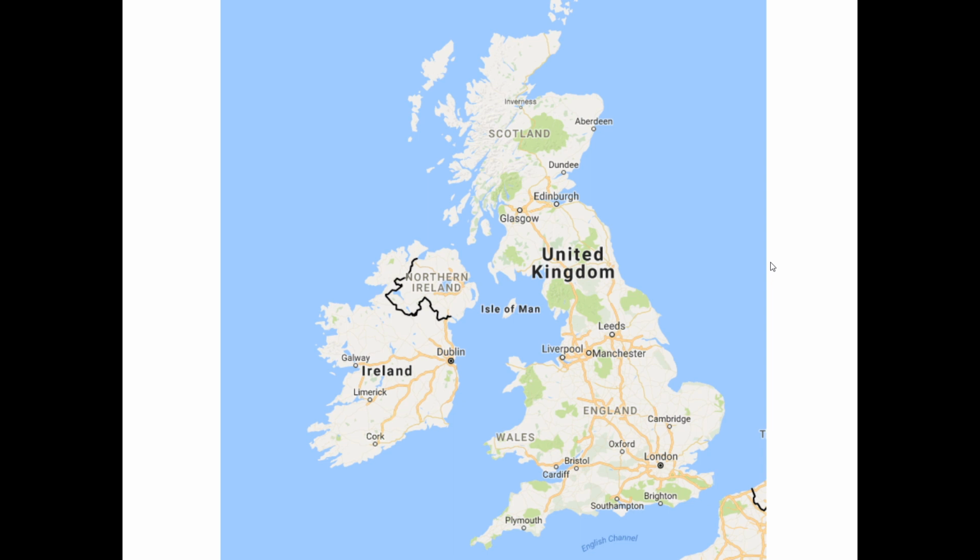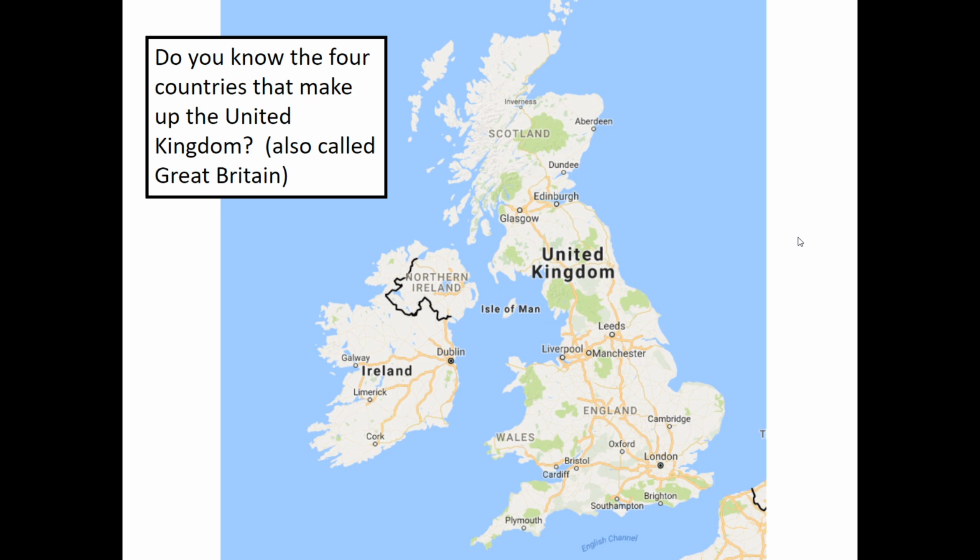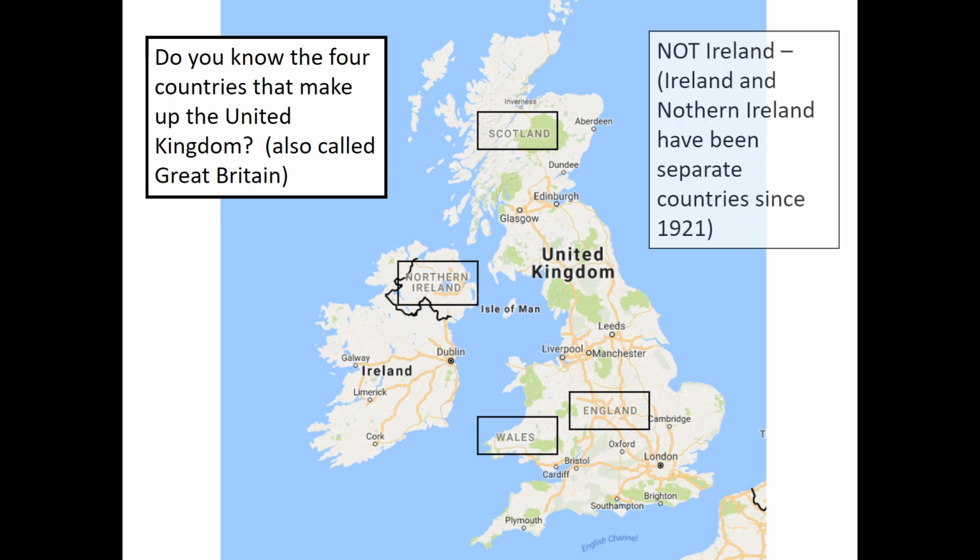I always like to make sure people know the countries that make up the United Kingdom, also called Great Britain. And that would of course be England, Scotland, Wales, and Northern Ireland. Not Ireland. Ireland is its own sovereign nation. Ireland and Northern Ireland have been separate countries since 1921. Northern Ireland is part of the UK. Okay?